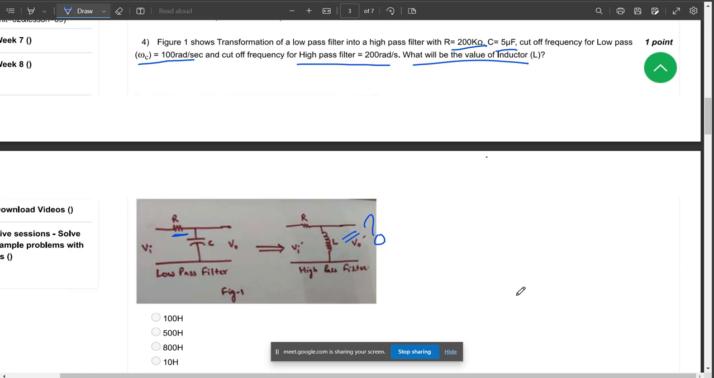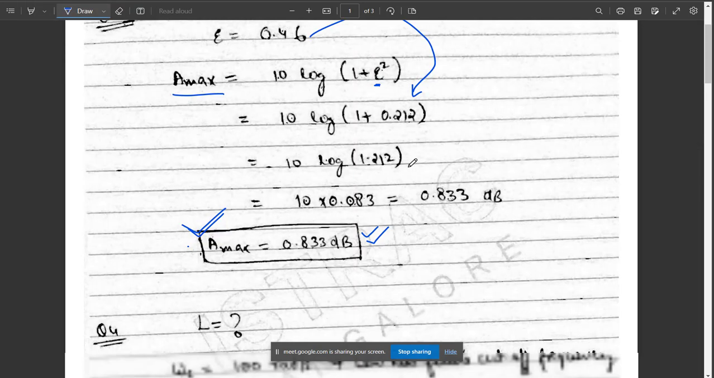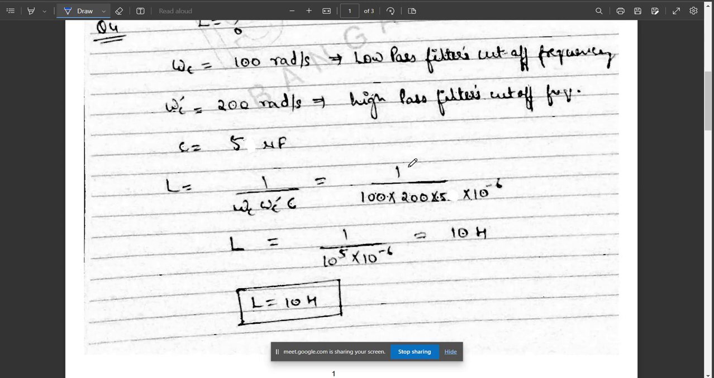We have the formula 1 by omega c dash into c. Okay. So you put all the values there. So you already have the value of C as well. So you don't need to even. Value of C is given, R is given, value of omega C is given to you, and directly you will put it and you will get the value, right? Directly in the formula.